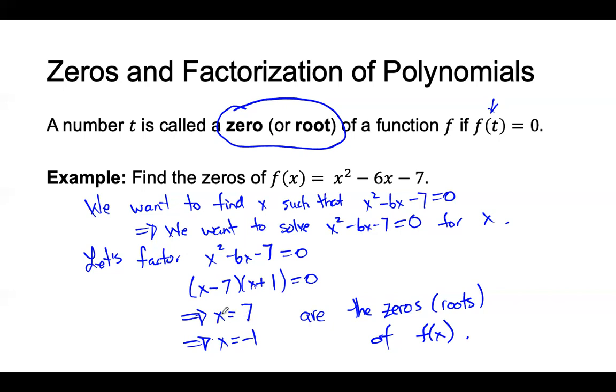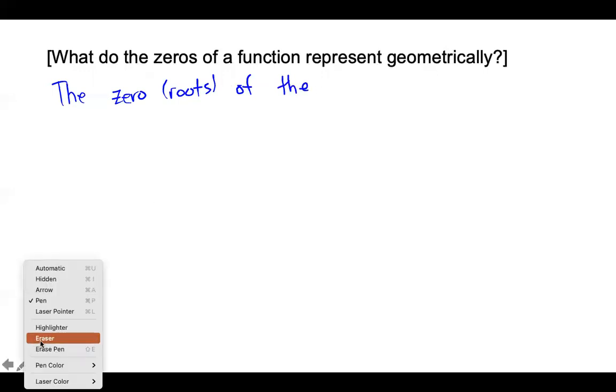Okay, so those are the roots, because if x equals 7, 7 minus 7 is 0, and likewise for -1. So those are the roots. So what do the zeros or the roots of a function represent geometrically? Let's write a little note. So the zeros, anyone know? Or roots? What do these mean? Of, say, a function.